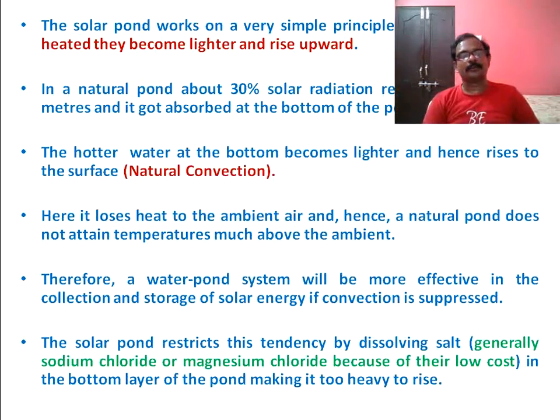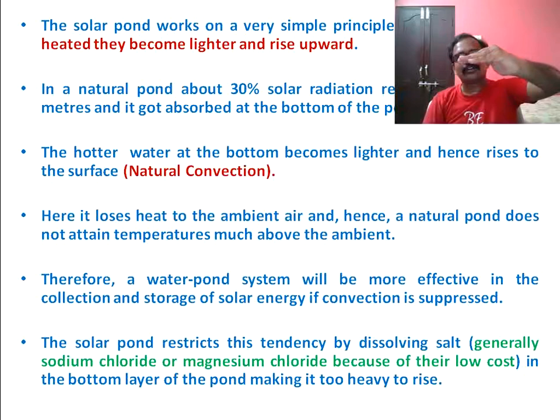Now let's talk about a natural pond, which is not an artificial pond. More than 30% of solar radiation can go up to 2 meters depth. So the water in the first 2 meters of the pond can get heated up. Once the water at that depth is heated, its density will decrease, and that hot water will move upwards to the top layer by a process called natural convection. If that happens, the bottom hot layer will come to the top.